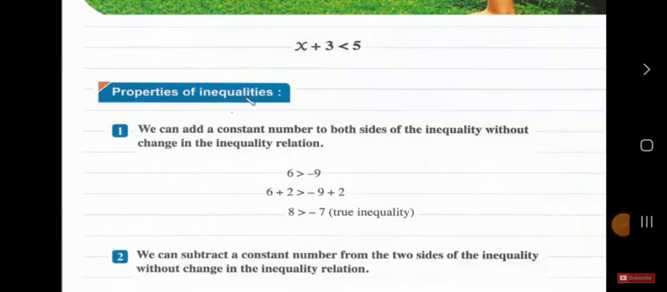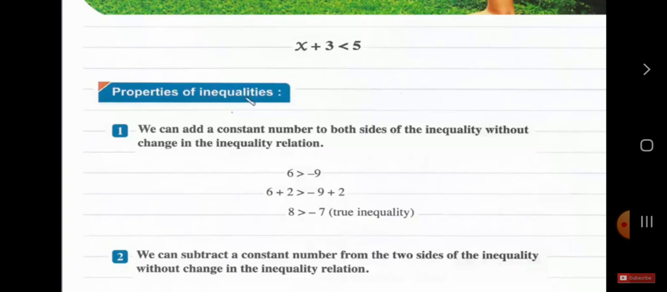What does inequalities mean? Before this lesson, we had the equation. Equation means number equal number, or term equal term. This is the equation; between them is equal. But in inequalities, we have number and number, or term and term, and between them may be more than, less than, more than or equal, or less than or equal. As we see, 6 is more than negative 9, and we have properties for inequalities.